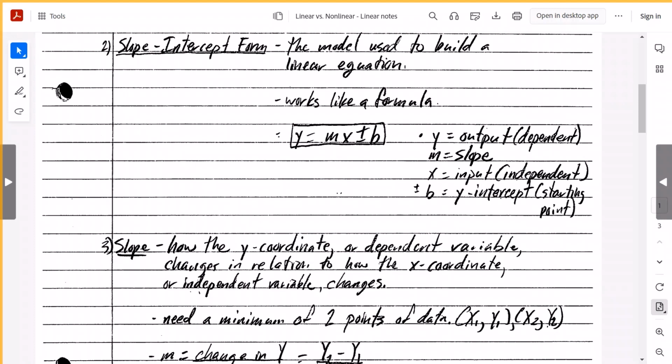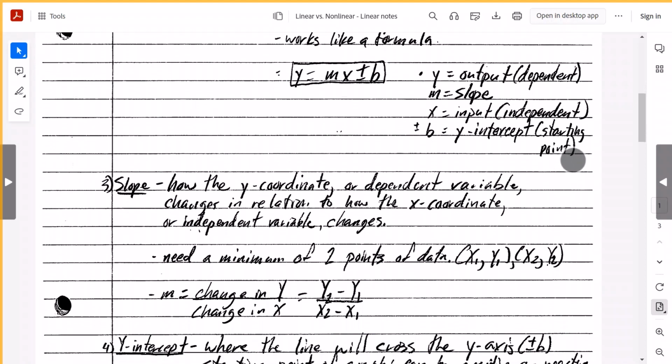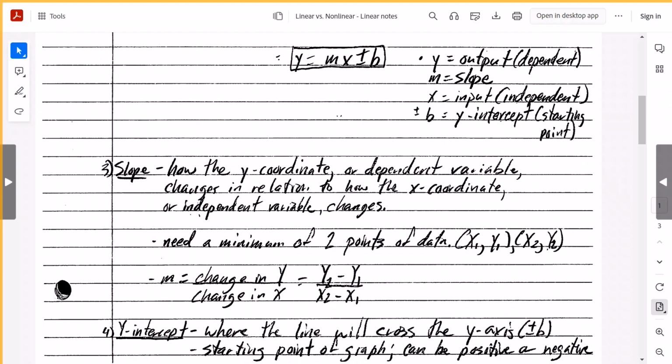variable. M is slope, and we mentioned on Monday that the only reason I can think of that m is the variable is because s was already taken. And then b, plus or minus b, is your y-intercept. Y-intercept is where the line comes across the y-axis or intercepts it. It's also the starting point if you're graphing it by hand.